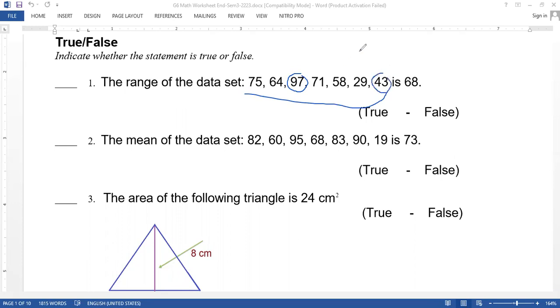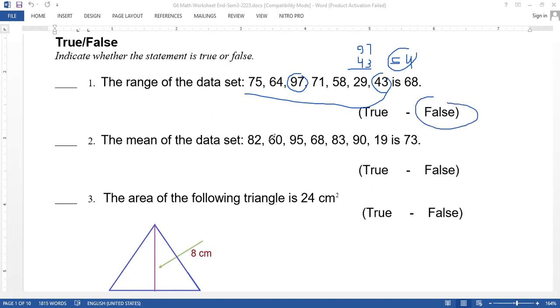Now, if you subtract 97 minus 43, I want to make sure it is 68 or not. 7 minus 3 is 4. 9 minus 4 is 5. So the range is 54, which is not the same answer. So the answer is false.